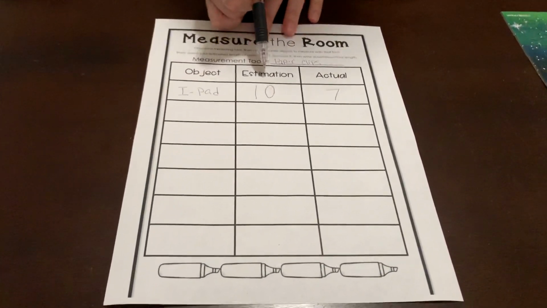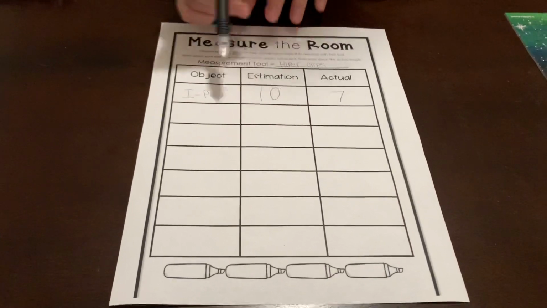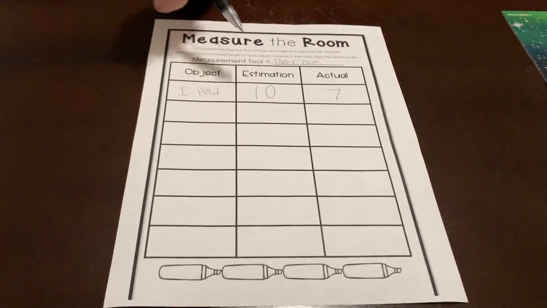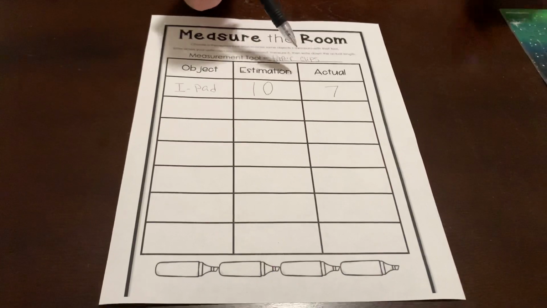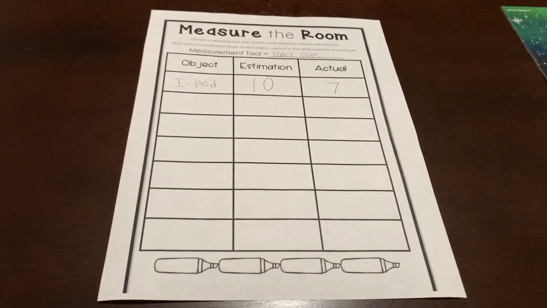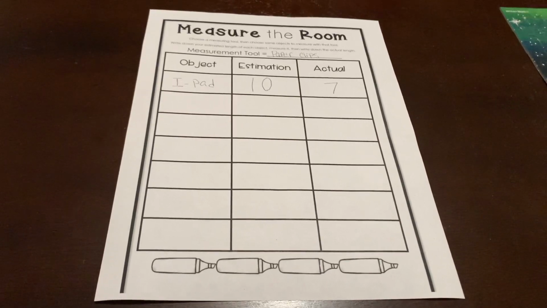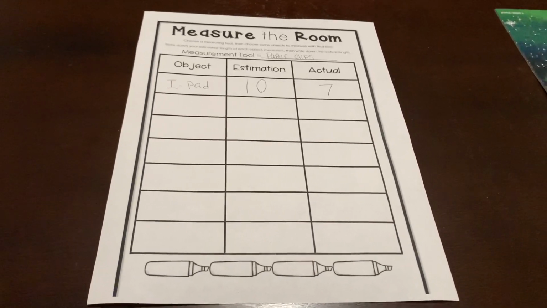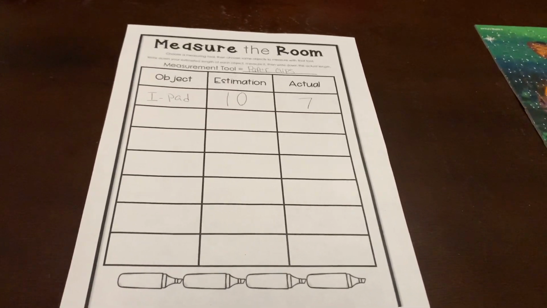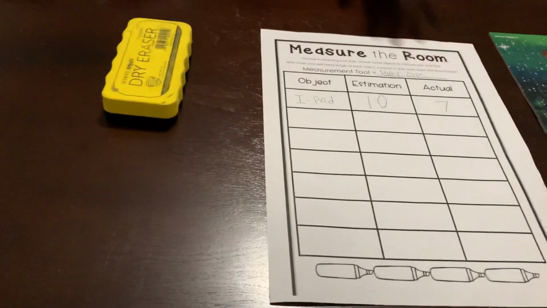How many paper clips did I think it was going to be? I thought it was going to be 10 paper clips long. And then when I actually placed my paper clips on it to measure, it turned out to be 7 paper clips long. Okay, like I said, if you're using something else besides paper clips, that's fine, as long as it's the same. Okay, maybe I wanted to measure this eraser.